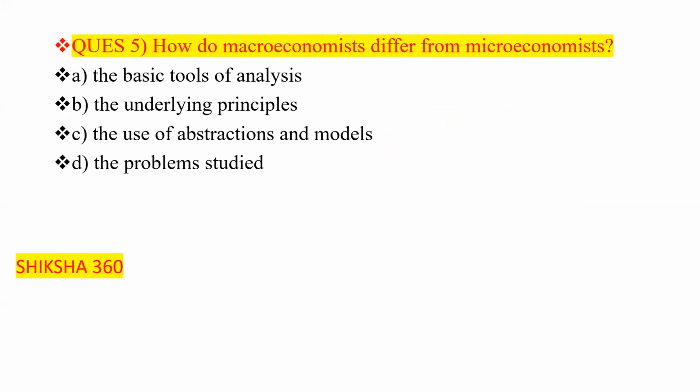How do macroeconomics differ from microeconomics? First one is the basic tools of analysis. Second one is the underlying principles. Third one is the use of abstractions and models. Fourth one is the problem studied. Clear? How do macroeconomics basically differ from microeconomics?